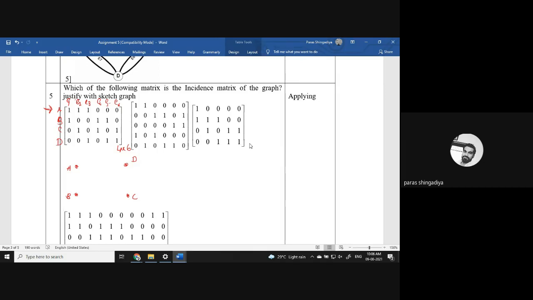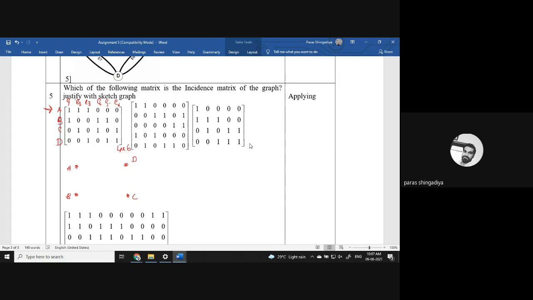Otherwise, you can just consider each and every column, and each column represents an edge. So the first column indicates the first edge, the second column the second edge, the third column the third edge, and so on. So the first column is the first edge, E1, and we have to create E1 in the graph. Between which two vertices do you have to create the edge?